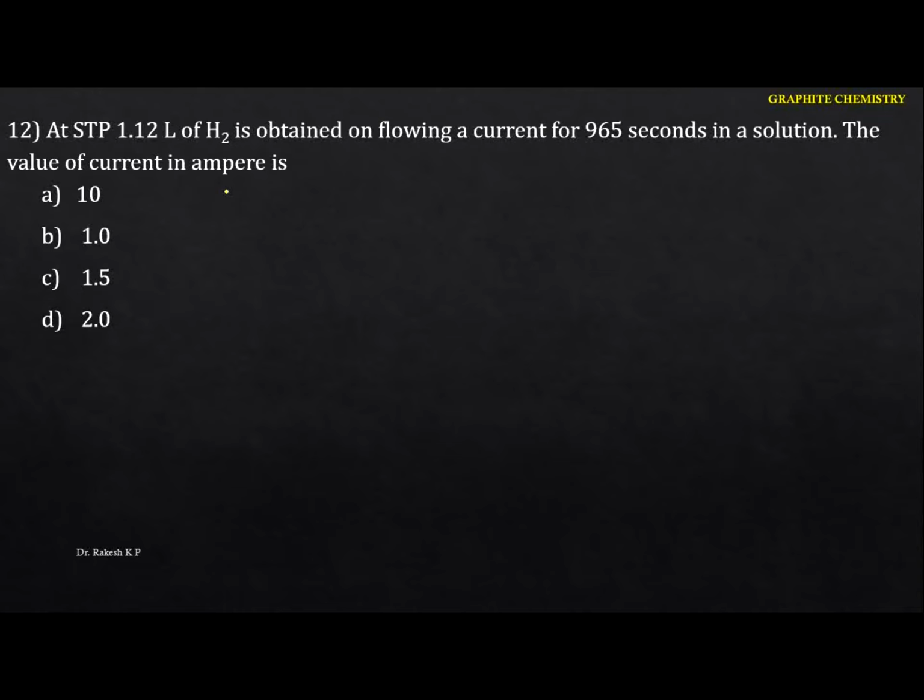At STP, 1.12 liters of hydrogen is obtained on flowing a current for 965 seconds in a solution. The value of current in ampere is, okay, let me take this one here. If we take the reduced form of the H plus, that means H plus takes 1 electron. What does it give? Half mole of hydrogen gas.